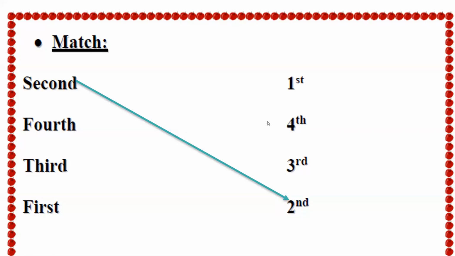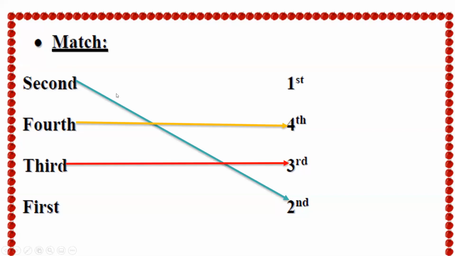And then we have fourth. Which one is fourth? The shortcut of it. It's 4th. Very good. And then we have third. Which one is third? 3rd. Very good, ya Lana. Then we have the last one, first. 1st. Very good, my dear. All of you are excellent.